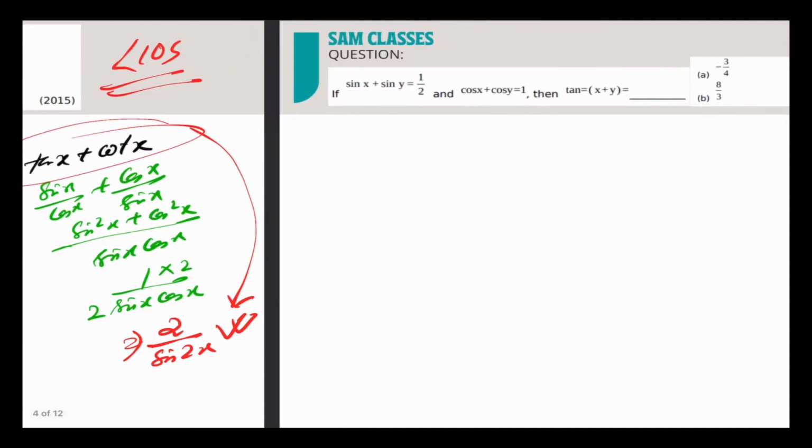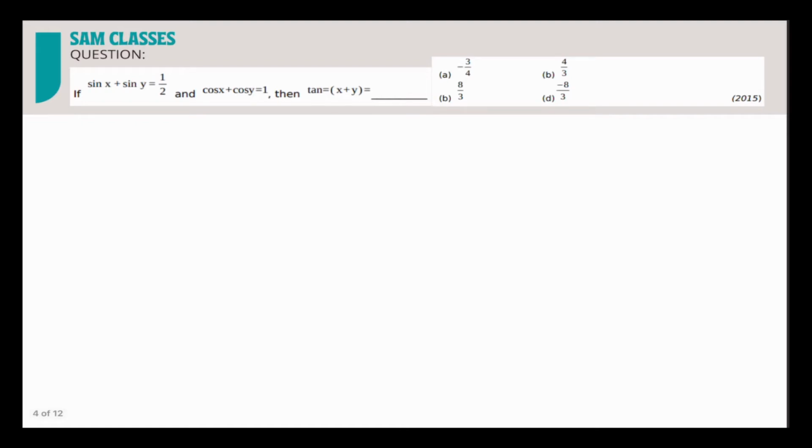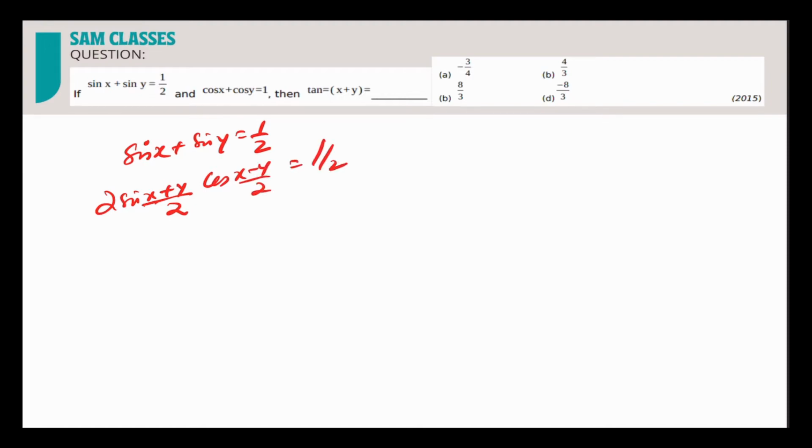Third question. Now, if you see this question, what they have given us, here we need to remember a few formulas. So what are these few formulas? Let's see. First, what is the formula for sin C plus sin D? So sin X plus sin Y is equal to half. So what can you write? 2 sin of X plus Y by 2, cos of X minus Y by 2, and that is equal to half.